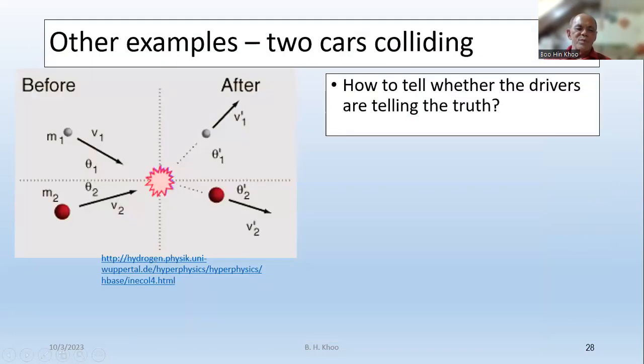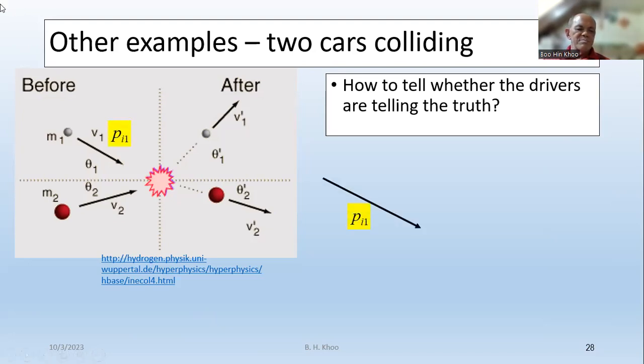The next one we will consider is two dimensions. Two cars colliding, in two dimensions. We will prepare a separate video for this one. This allows us to investigate how the two cars are colliding and whether the one reporting the collision is telling the truth.